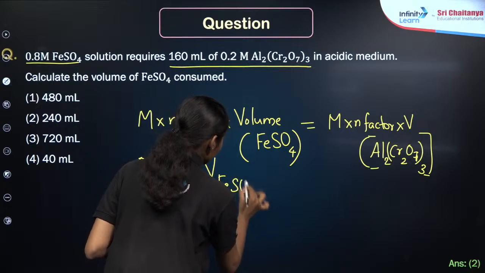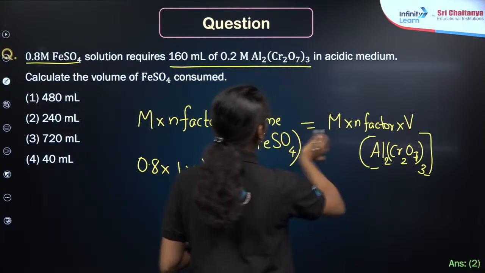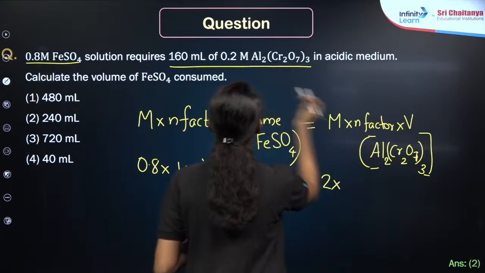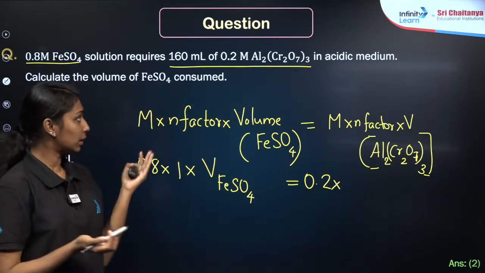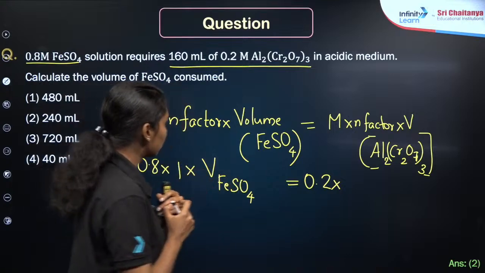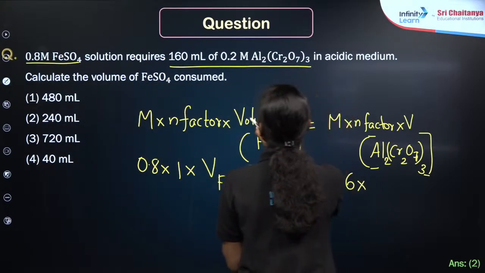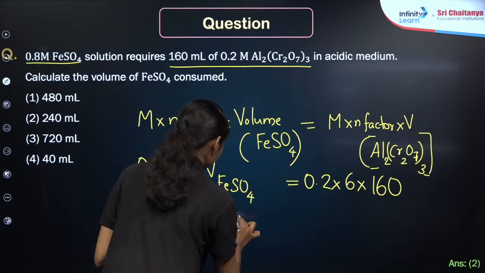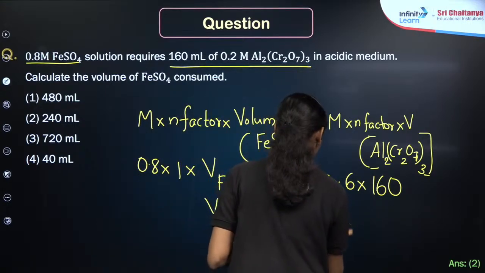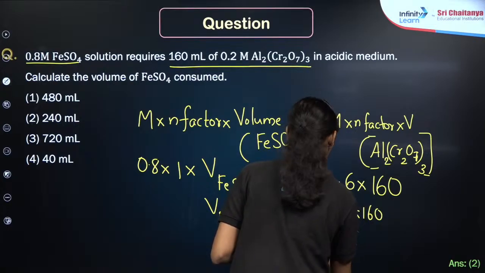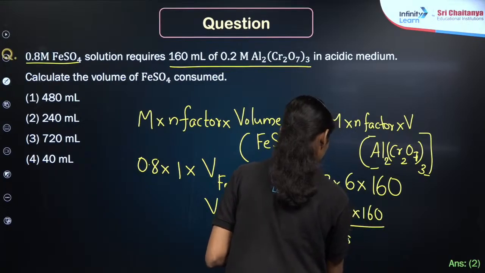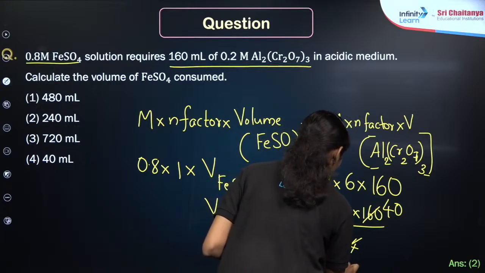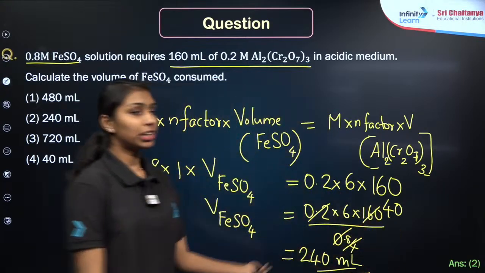So the volume of FeSO4 is equal to the molarity of aluminum dichromate, which is 0.2, into the n factor. In the case of Cr2O7 2-, it changes to Cr3+, which means 6 is the n factor, right? 6 is the n factor into the volume, given as 160 milliliters. What will be the final answer here? 240 milliliters, right? 6 into 40, 240 milliliters. Clear?